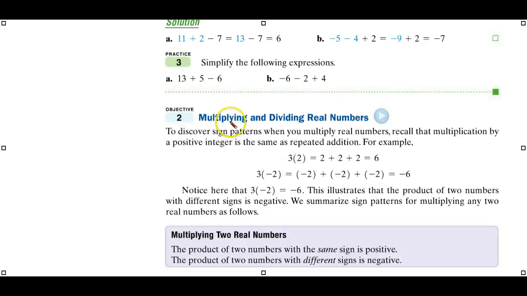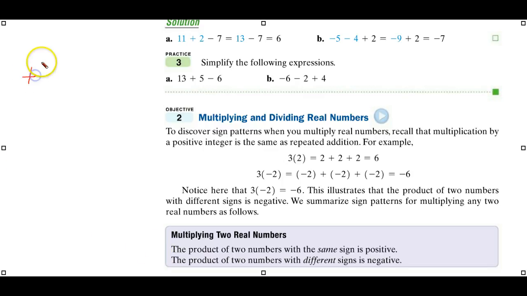As we go into multiplying and dividing real numbers, remember multiplication is a shortcut of addition. 3 times 2, so we have 3 2's, add up to 6. We know 3 times 2 is 6. 3 times a -2, you're adding 3 -2's, you get a -6. Now, there's some rules that we need to look at here, and we'll just review them up here.